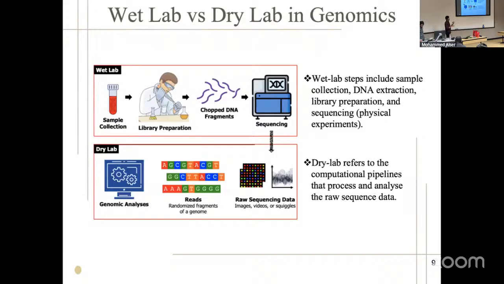Dry lab is where the computational operations are handled. After getting the raw sequencing data from the sequencing machine, we will convert it into reads, or strings as shown in the picture, like A, G, C. This is one read we have converted from the raw sequencing data. And what will we do with this read? We'll compare this read with the reference genome in the genome analysis, to find where the piece belongs, right?